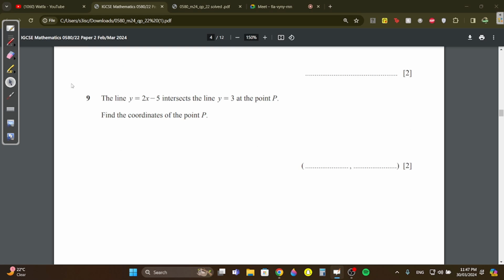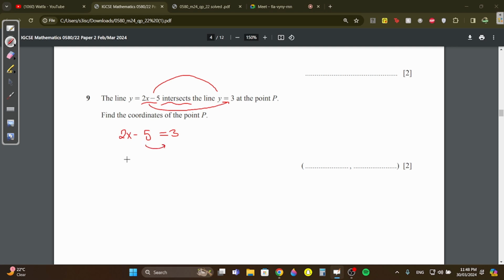Question 9. The line y equals 2x minus 5 intersects the line y equals 3 at the point P. Find the coordinates of the point P. Intersecting means they have the same y, same x. So that means you will equate to find any intersection point. You always equate your two functions. So you're going to equate 2x minus 5 to 3, not to y. You equate it to 3.